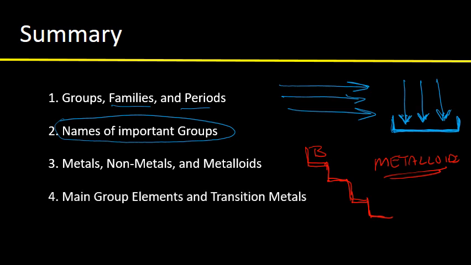And then we also looked at naming different regions of the table, the main group and the transition metals, and then also at the bottom the lanthanides and actinides down at the bottom of the table.